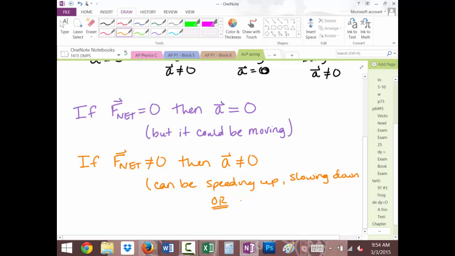Because velocity is a vector, right? So it could be speeding up, slowing down, or changing direction. So it's a cause and effect kind of thing. If there's no net force, no acceleration. If there is a net force, there is an acceleration. That's all there is to it.